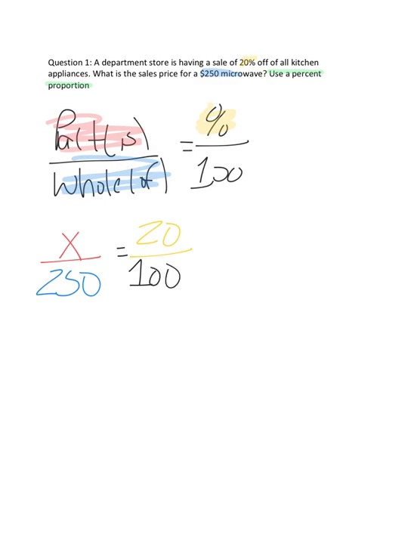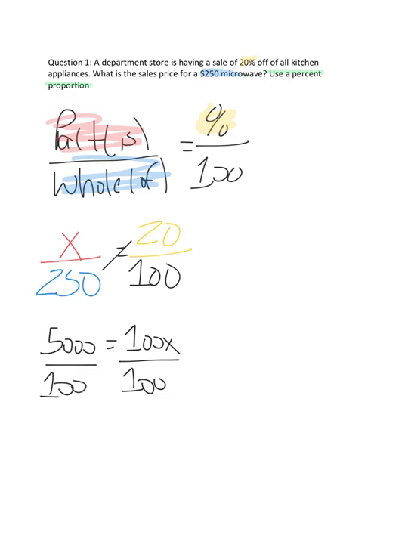Now we're going to cross multiply to solve for X. So when we cross multiply, 250 times 20 would give us 5,000. X times 100 would give us 100x. Now we want to solve for X, so our last step would be to divide each side by 100. When we divide each side by 100, we end up with 50 equals X.